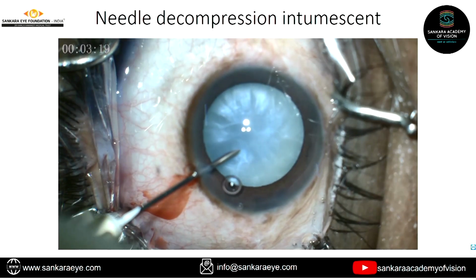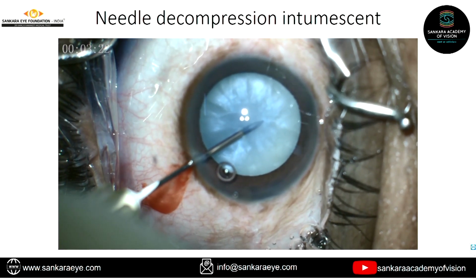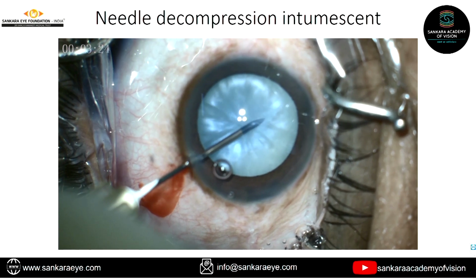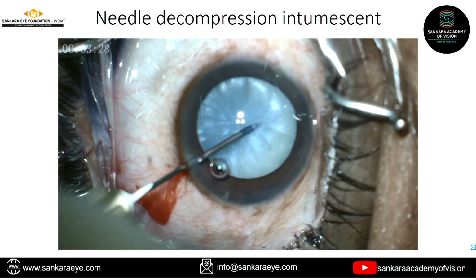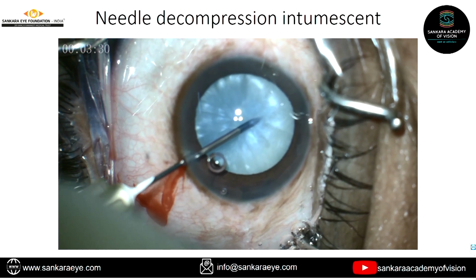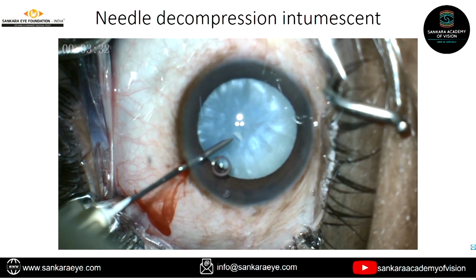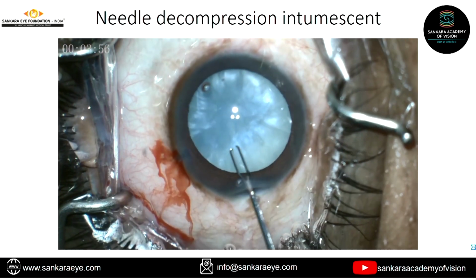So one is the intumescent cataract. To prevent the Argentinian flag sign, what you can do is go with the 26 gauge needle directly right into the center with the bevel down. So you can see it aspirates all the loose cortex there now. So you're decompressing the cataract now. So you have enough space now.